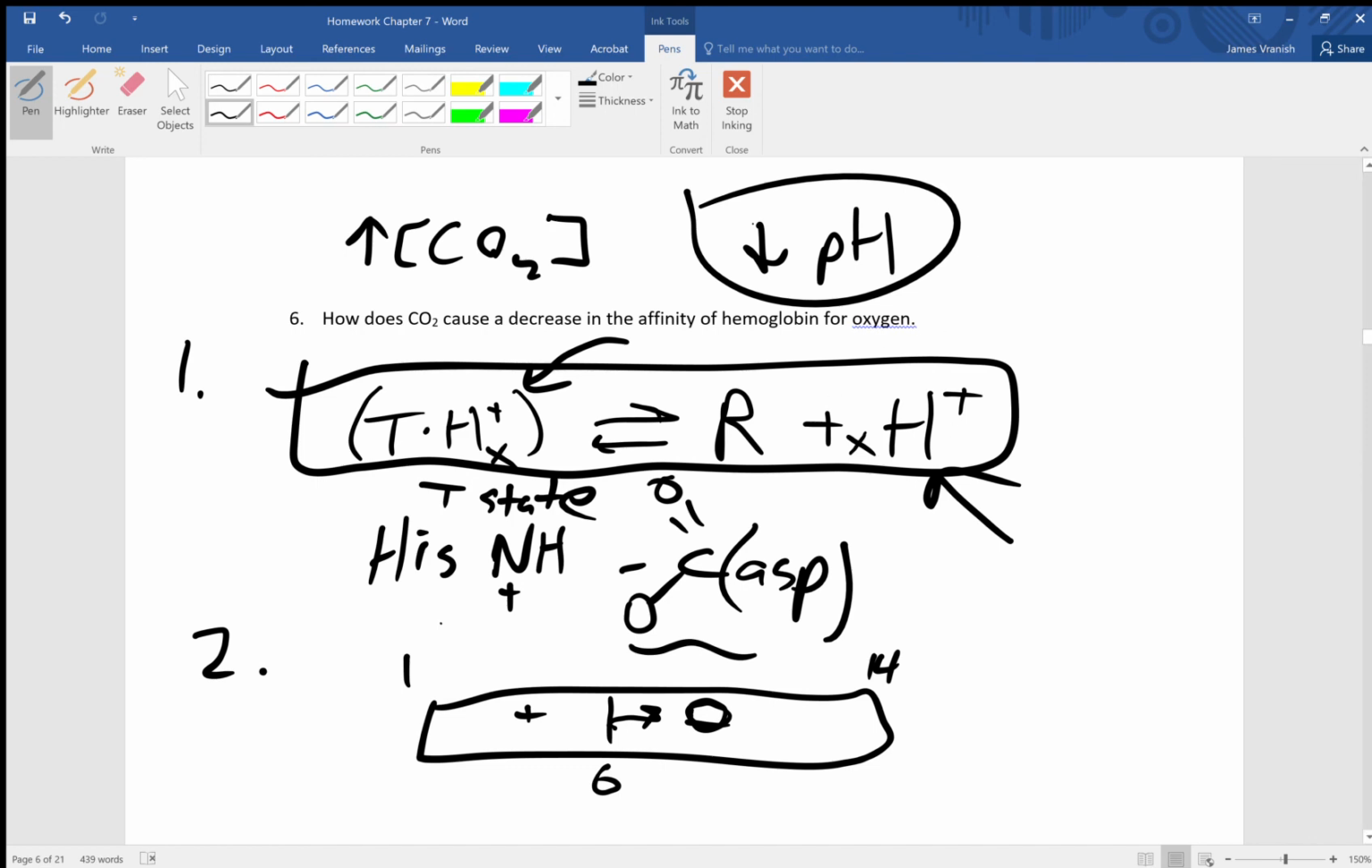Now let's think about this. An increase in CO2 concentration causes a decrease in pH. A decrease in pH means that there are more protons, so we're increasing the amount of protons. By Le Chatelier's principle, which way does this reaction shift? It's going to have to shift to the left. If we're increasing the amount of products, the reaction shifts to the left, which means the R state is going to shift towards the T state. And the T state, as we know, is the state that binds oxygen more weakly. So this is the second reason how CO2 causes a decrease in the affinity of hemoglobin for oxygen.